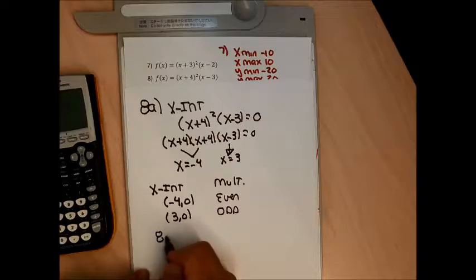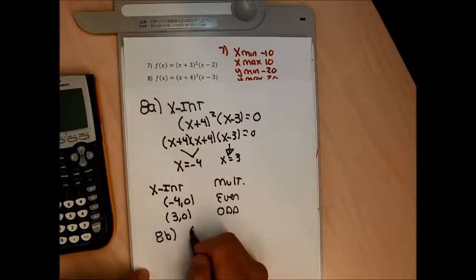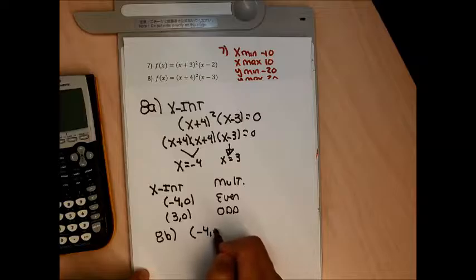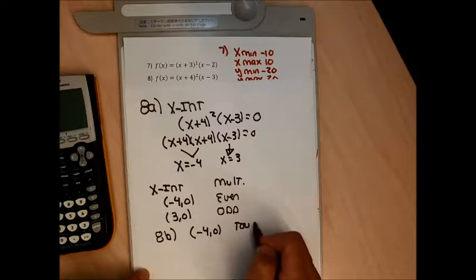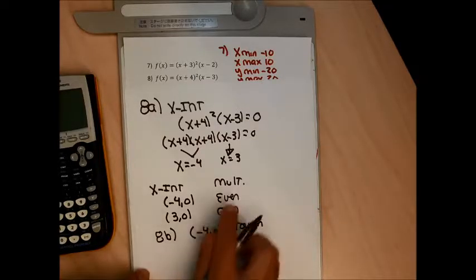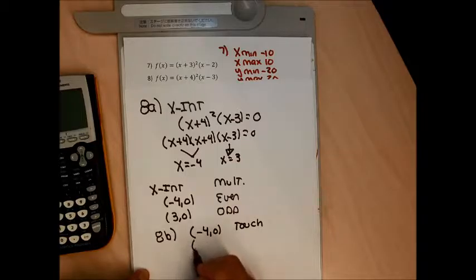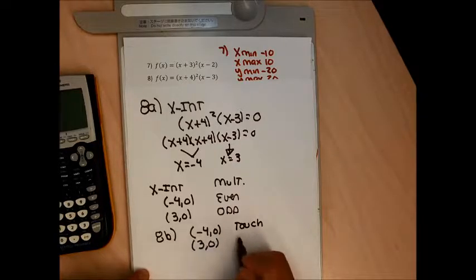Part B is whether the graph crosses or touches. At the point negative 4, 0, it's going to touch and give me a turning point because of the even multiplicity. And at the point 3, 0, it's going to cross because of the odd multiplicity.